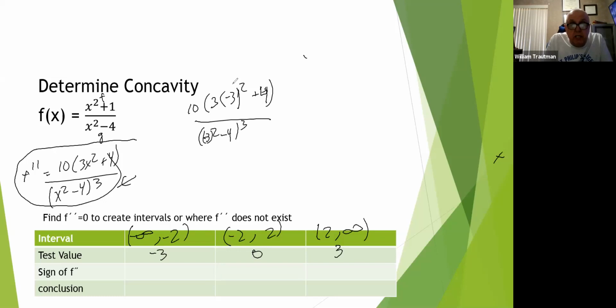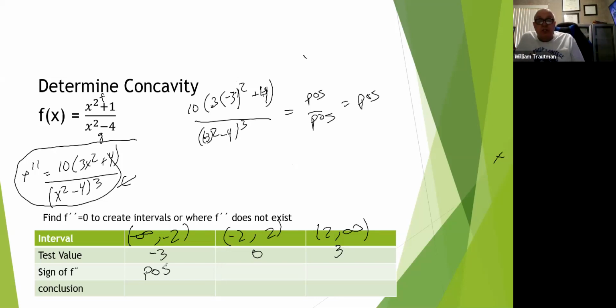So here, I get -3 squared is 9. 9 times 3 is 27 plus 4. I get a positive number on top. On the bottom, -3 squared is 9. 9 minus 4 is 5. 5 to the 3rd is positive. Positive divided by a positive is positive. So like I said, I don't even care what the answer is. You could find the answer. I just want to know the sign when I plug -3 in there. The sign is positive. A positive sign for f double prime at that point means it's concave up.